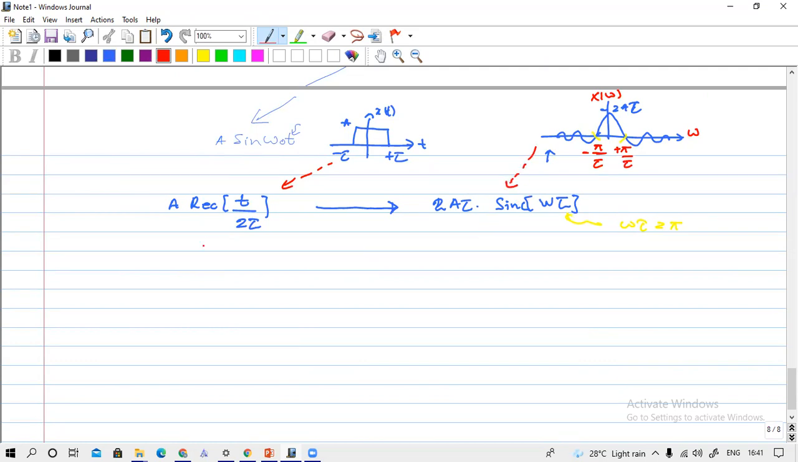Now we know the duality property. What is the duality property? If we have a signal x(t) whose Fourier transform is X(omega), and if we have X(t) as a time domain signal, the Fourier transform will be 2 pi x(minus omega). So we know this one also.